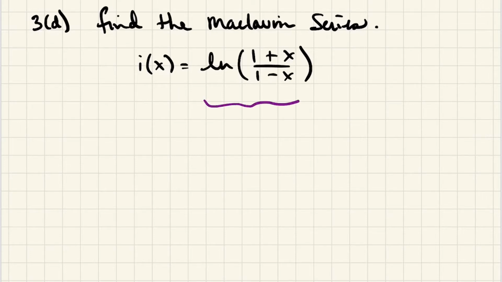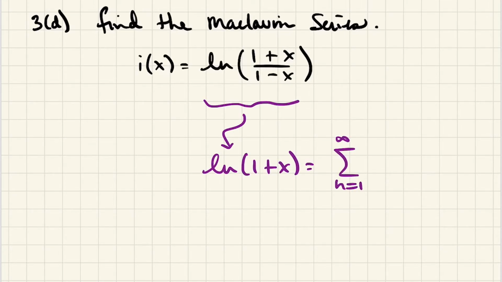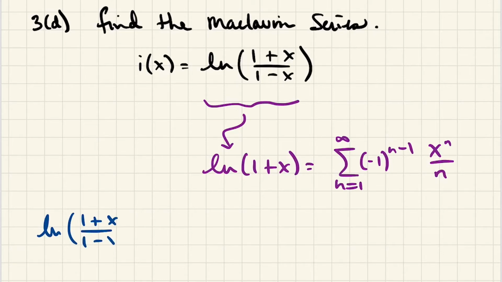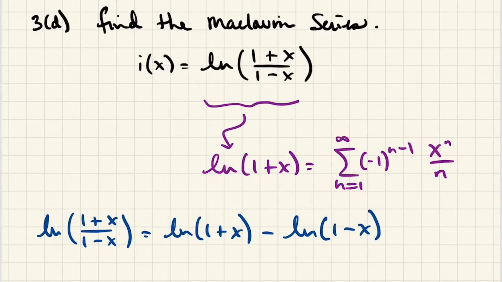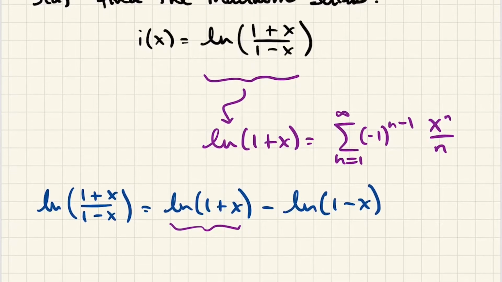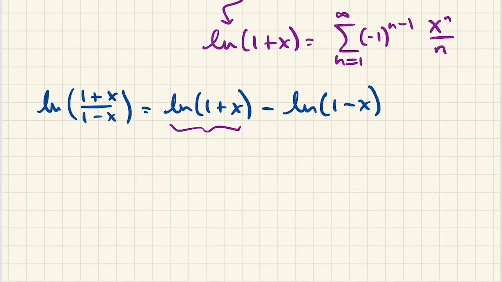Okay, for this one, we're going to use the fact that we know that ln of 1 plus x is the sum from n equals 1 to infinity of negative 1 to the n minus 1, x to the n over n. All right, and we will write out ln of 1 plus x over 1 minus x as ln of 1 plus x minus ln of 1 minus x. For the first one, we can directly convert that into its well-known Maclaurin series. And for the second one, we almost can, just by replacing x with negative x. So let's see what happens.